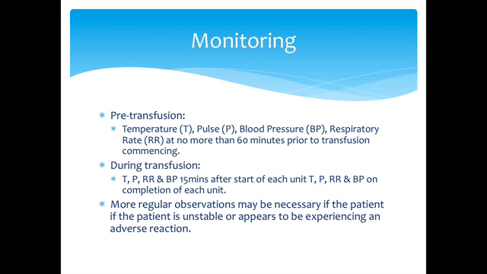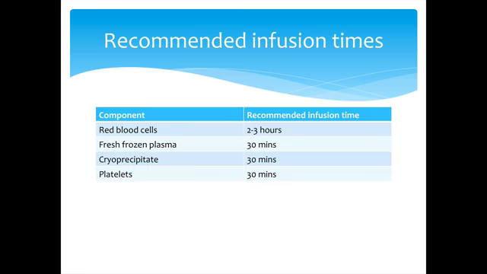So we've already talked about the recommended infusion times. So about 3 hours for red blood cells. It needs to be within that 4-hour window, and you need to account for the time that it's going to take the porter to collect the blood products and for the nurse to set up the transfusion. So we normally prescribe that at about 3 hours or 3.5 hours. And then FFP, cryoprecipitate and platelets, they tend to be prescribed to go in over 30 minutes.